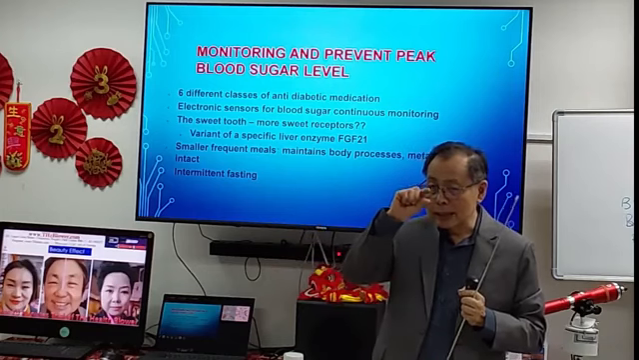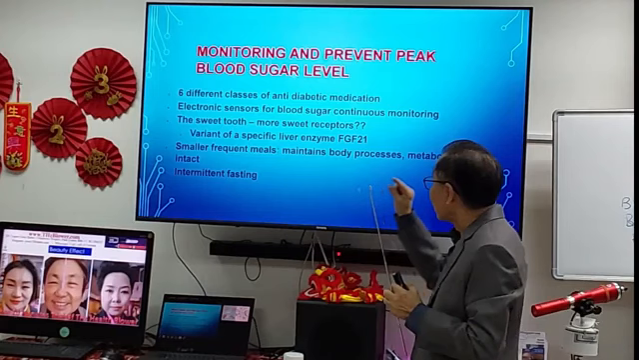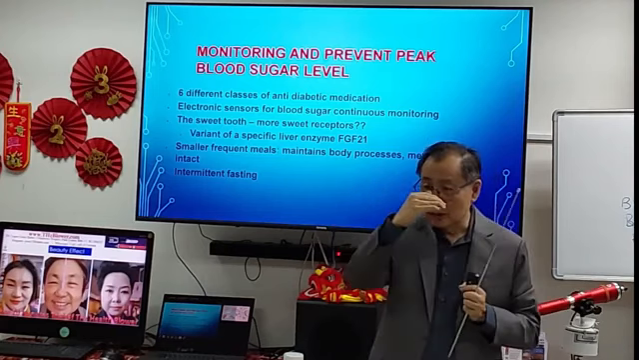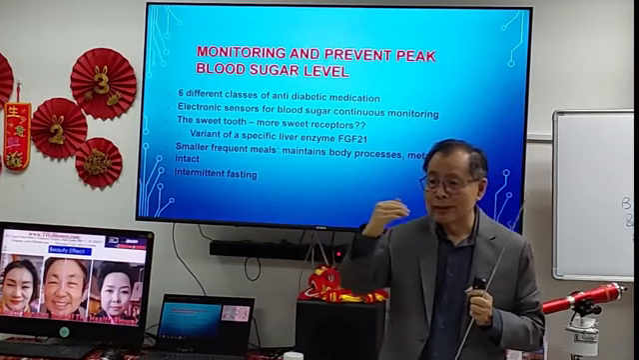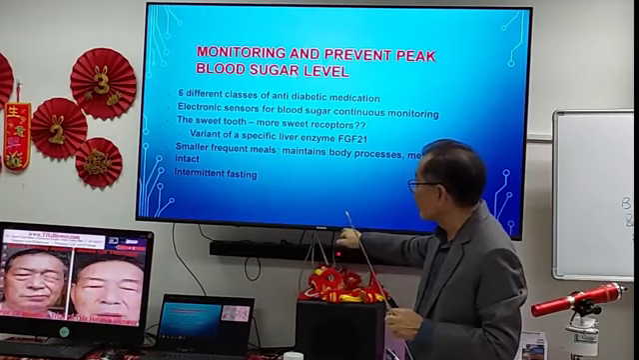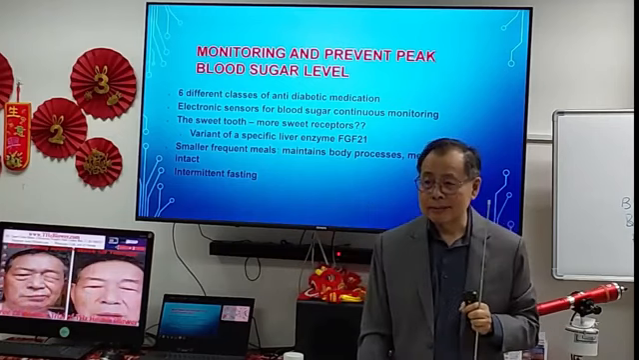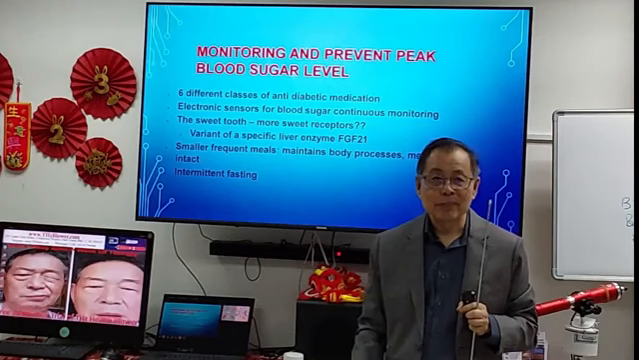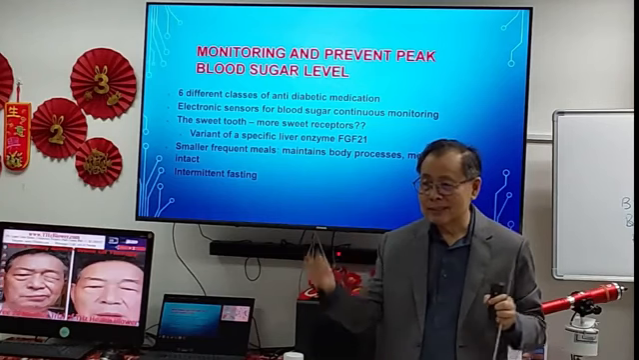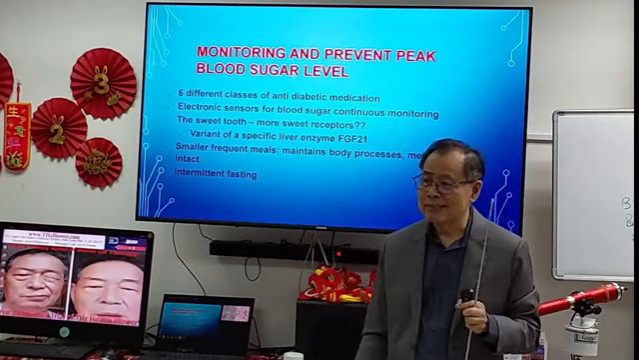So the idea of small frequent meals is to keep it at that level. So if you find intermittent fasting doesn't work, this is an alternative. It's small frequent meals every 2 to 3 hours. Small amounts.